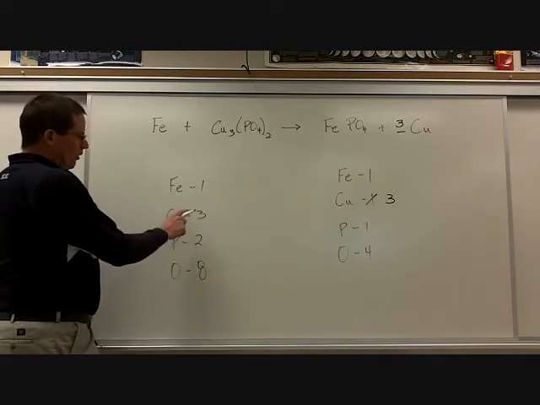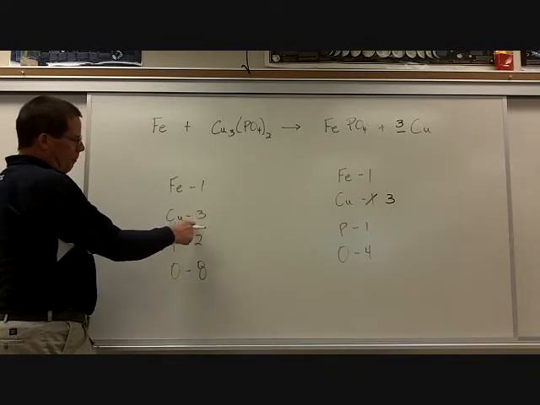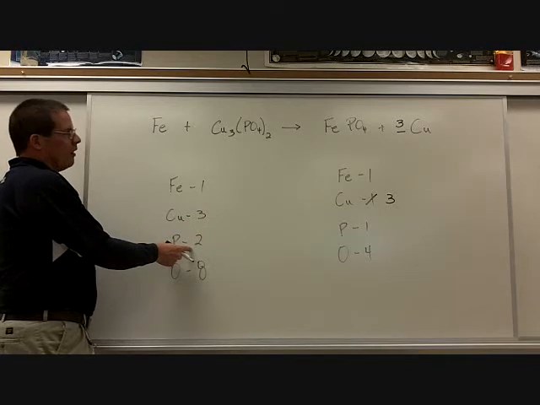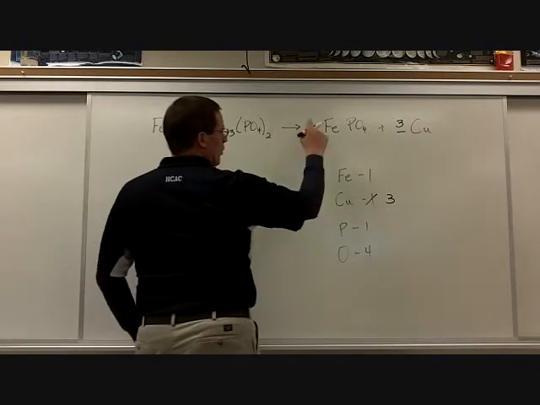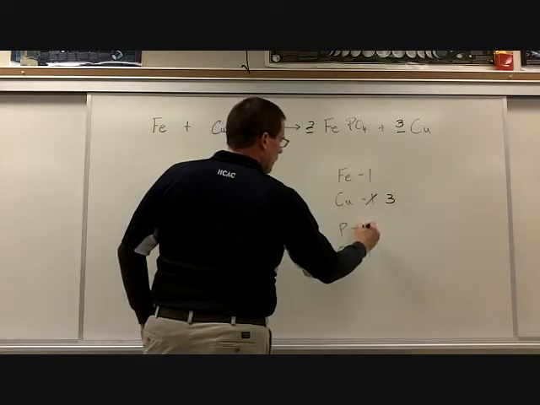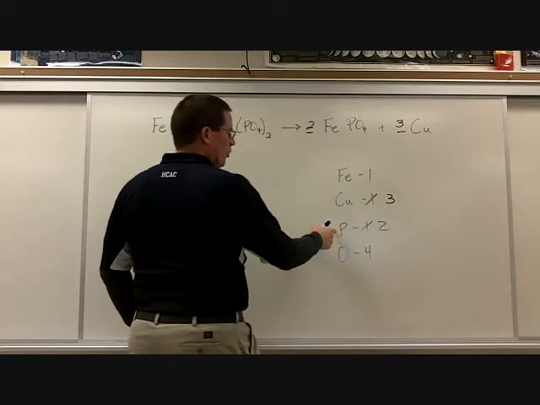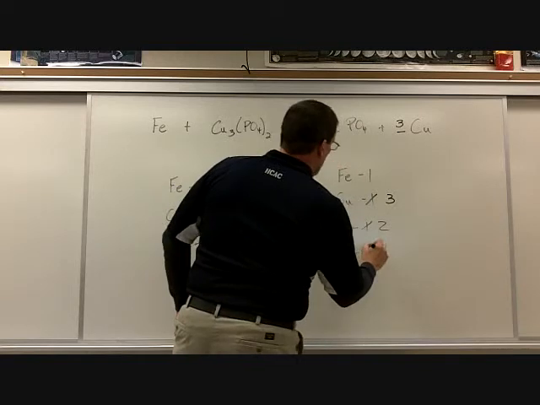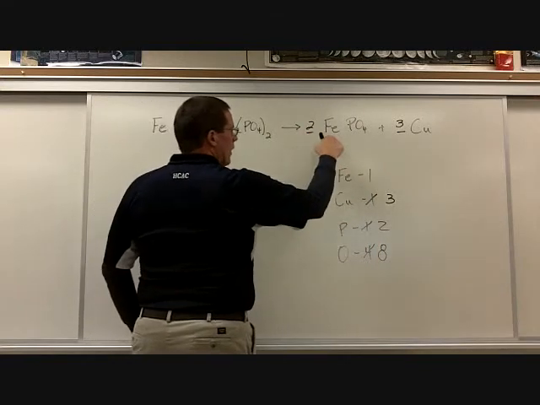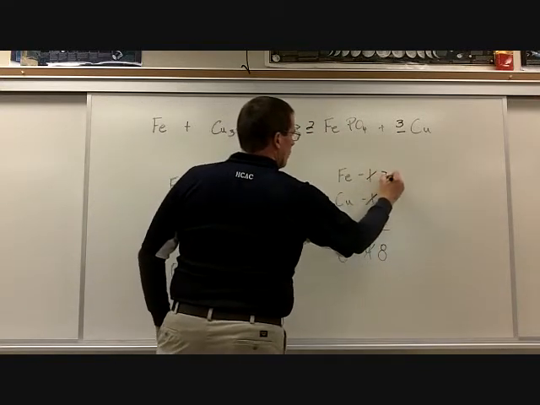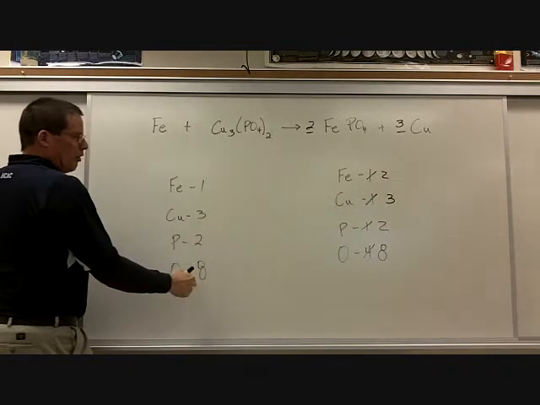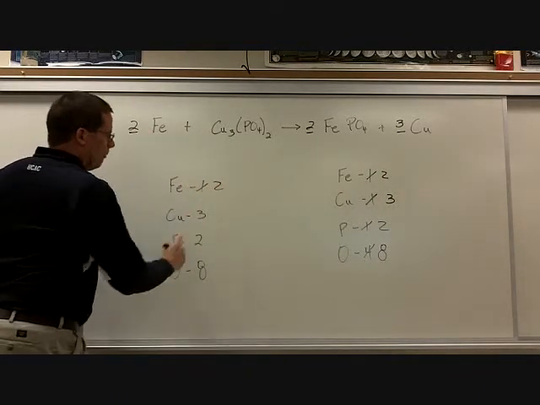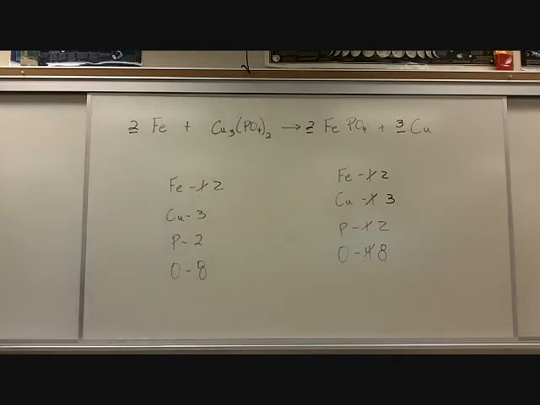All right, well, let's do this. Our irons are good, the copper's good. How can we fix the phosphorus? 2 in front of here? Yeah. Okay. So that changes me to 2 phosphorus. How many oxygen do I now have? 8. And how many iron do I now have? 2. So everybody's good except for the iron.